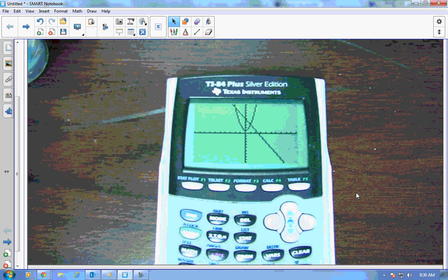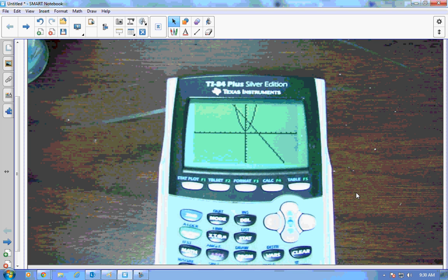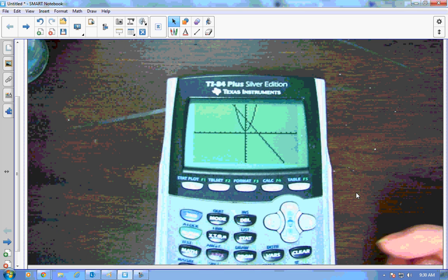So I'm going to show you on your calculator, which is why everyone should have a graphing calculator, how to find those intersections by using the calculator.